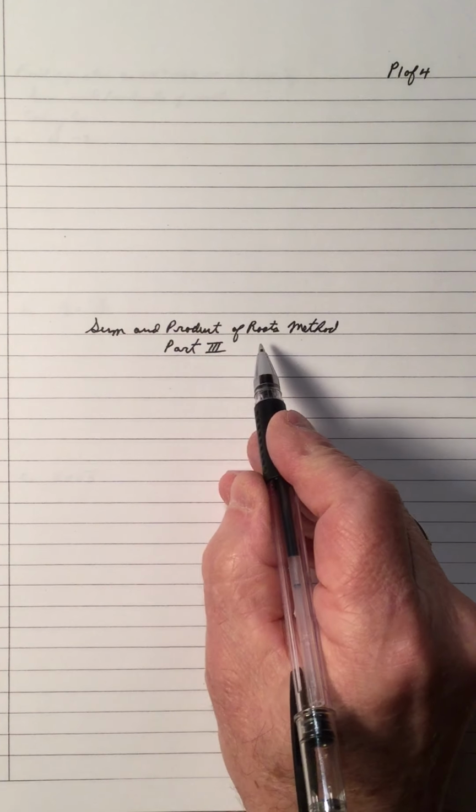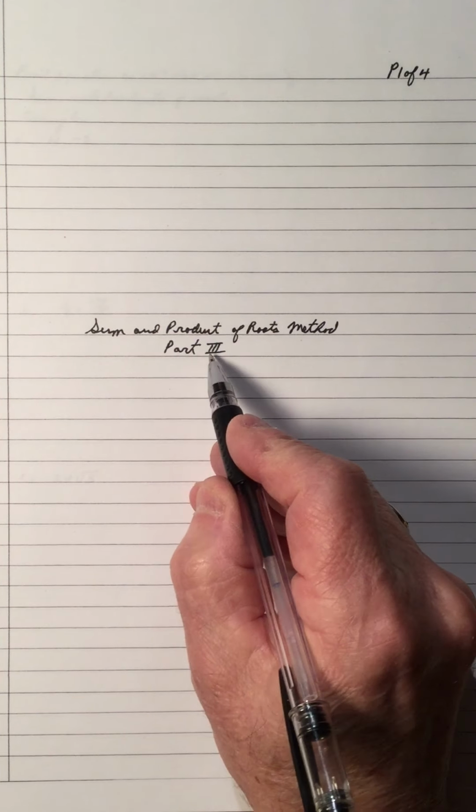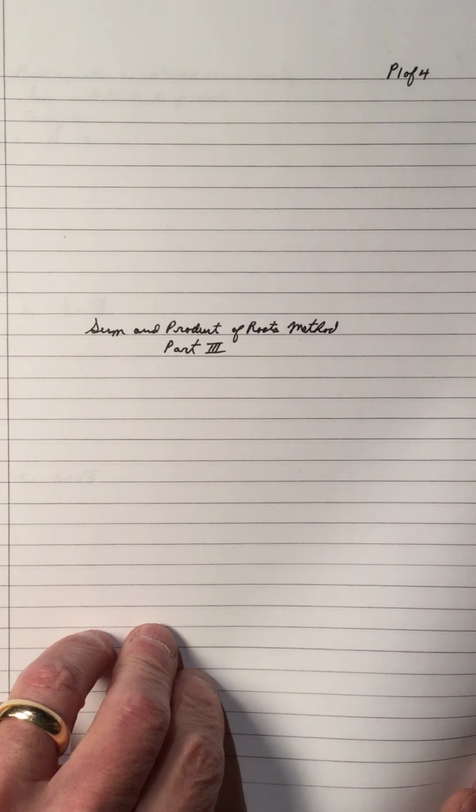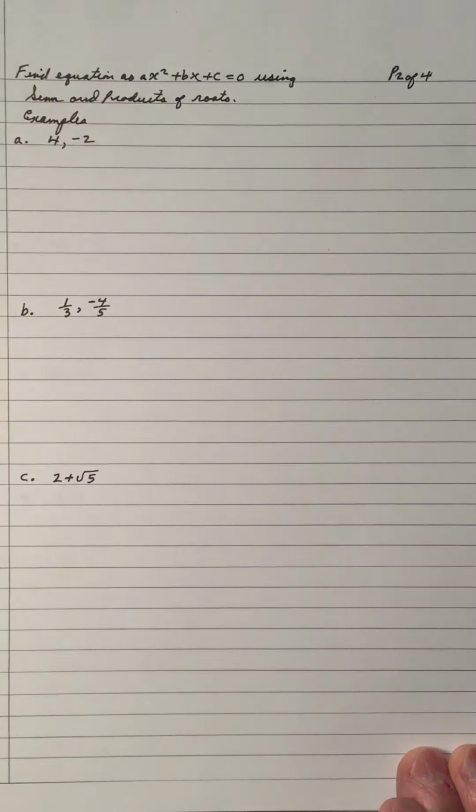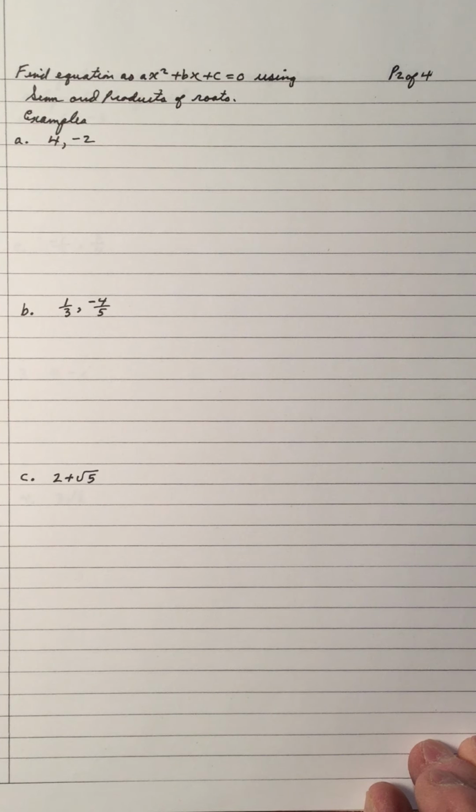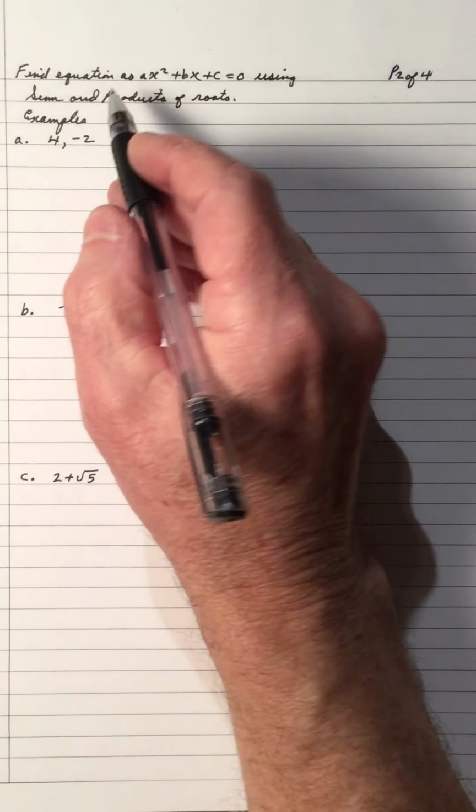Hi, welcome to my video on finding the equation of a quadratic using the sum and the products of the roots method, part 3. The other two parts were done in the earlier videos. So this video will summarize the sum of the roots and the product of the roots, and how to find the values of a, b, and c.